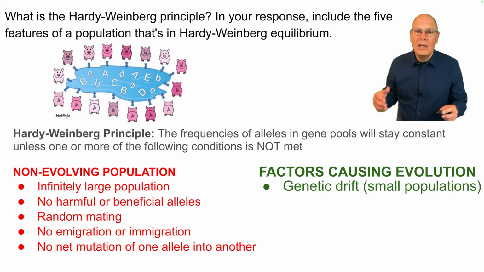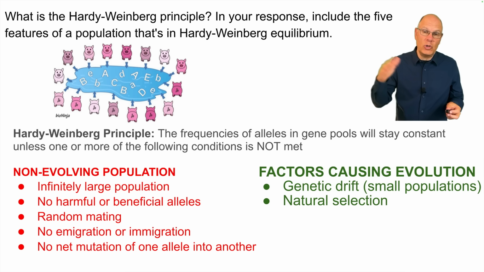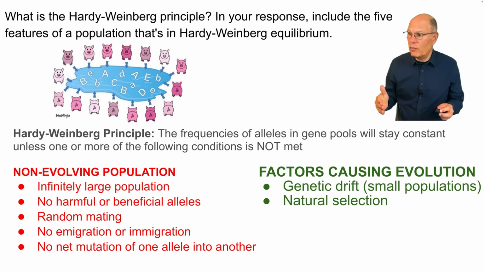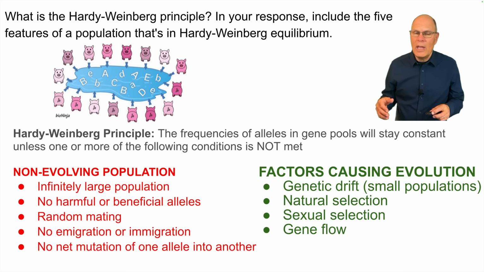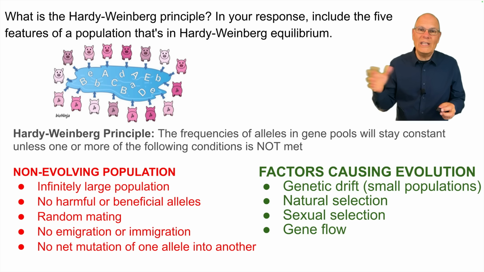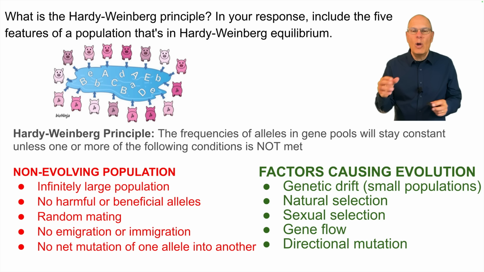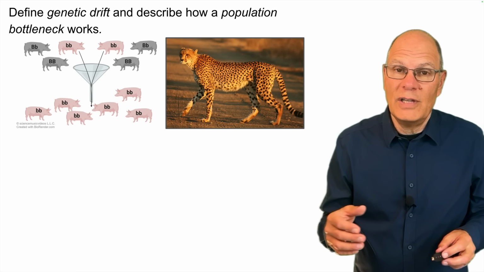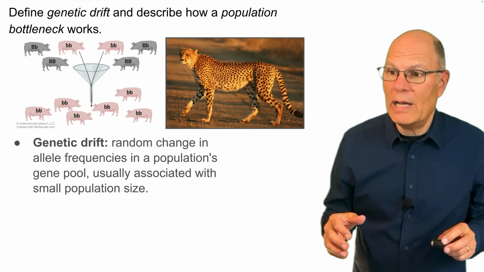What are these factors? Small populations leading to a phenomenon called genetic drift. Natural selection, where certain alleles are beneficial and others are harmful. Sexual selection, which is the opposite of random mating. Gene flow, where genes move into a population or out of a population. And directional mutation, where one allele has a tendency to mutate into another allele. So what's genetic drift? And we'll also look at one variant of genetic drift called a population bottleneck.